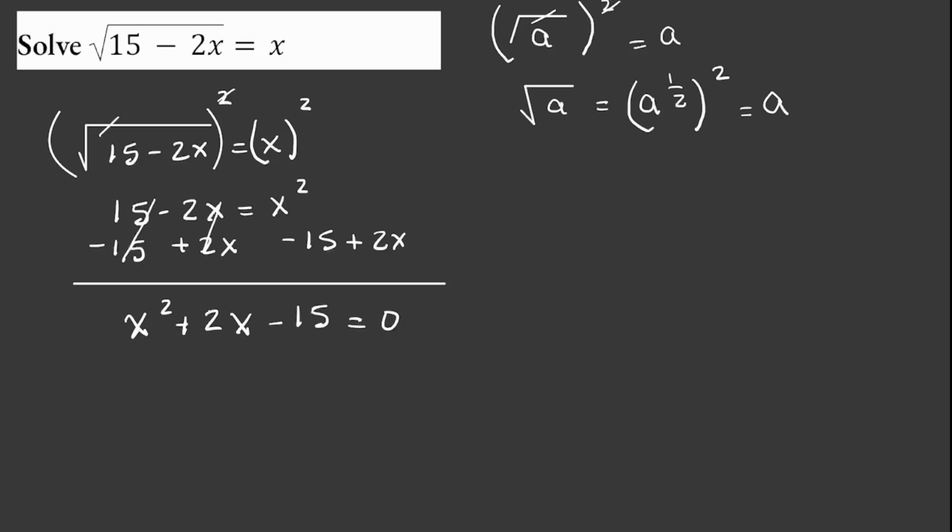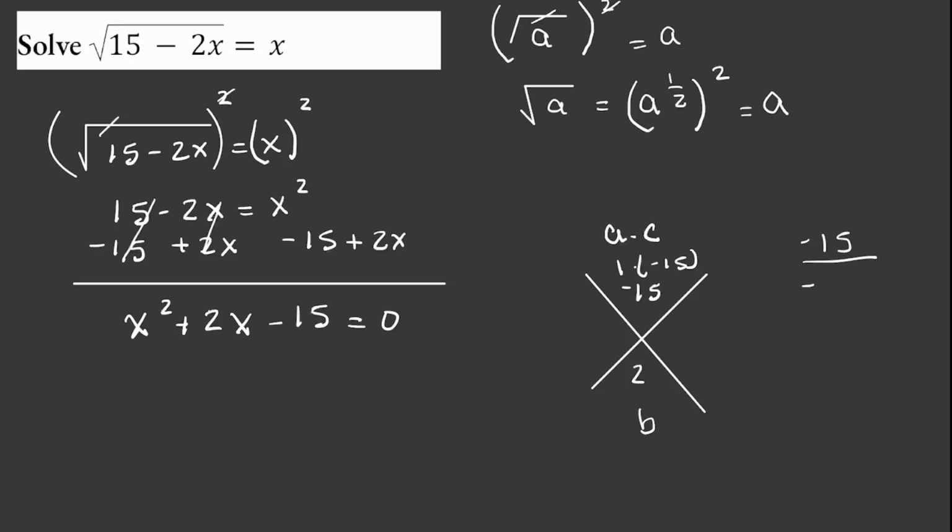So now I can use the grouping method. First thing, I need a times c. So my term a here is 1 times my c, which is negative 15. So I need two numbers that multiply to negative 15 and add up to my b value, which here is equal to 2. So notice that two multiples of negative 15 are either negative 3 and 5 or 3 and negative 5.